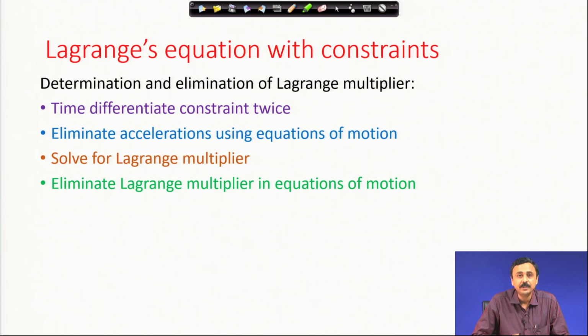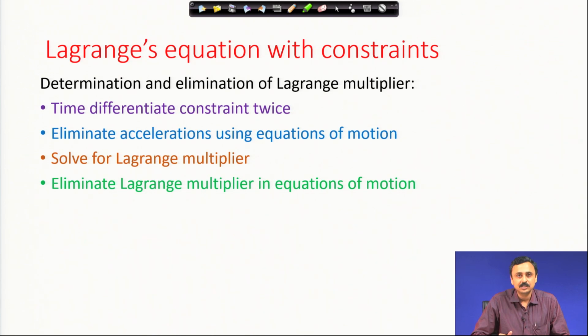What do we do? We time differentiate the constraints 2 times. Each constraint we time differentiate 2 times to come up to acceleration, so that they involve accelerations. Then we use the differential equations to eliminate the accelerations and then solve for the Lagrange multipliers. Once we have solved for the Lagrange multipliers, we substitute these expressions back into the differential equations, and then the differential equations become standalone. They involve only the physical coordinates.